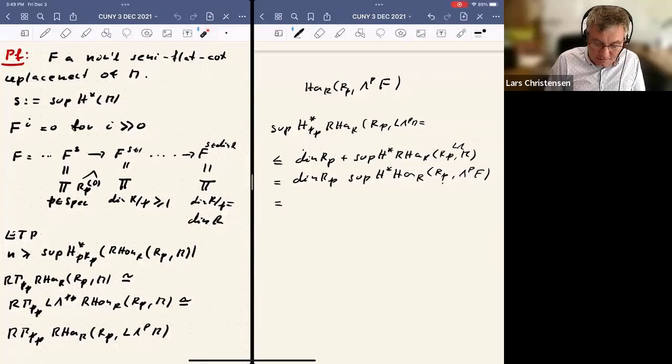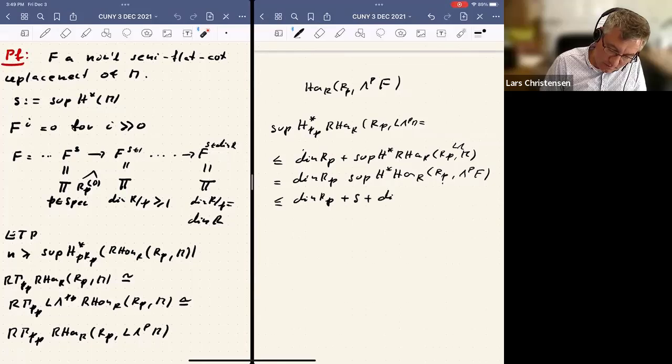I mean, there's simply no room. P doesn't satisfy this condition, so it simply stops at the dimension of R mod P. So this means that this here is at most the dimension of R mod P plus S, and then how much more than S? Well, the dimension of R mod P.